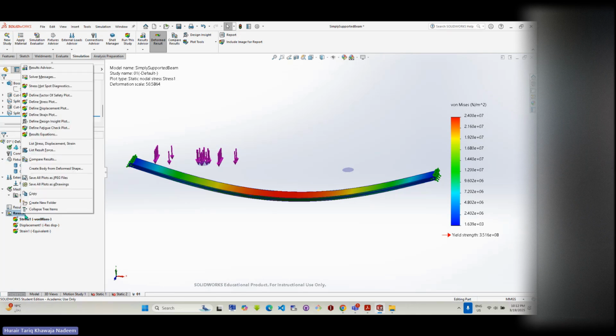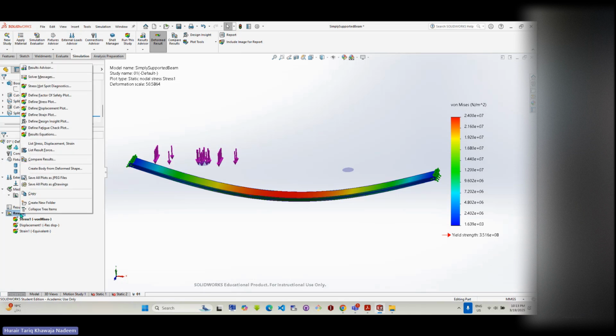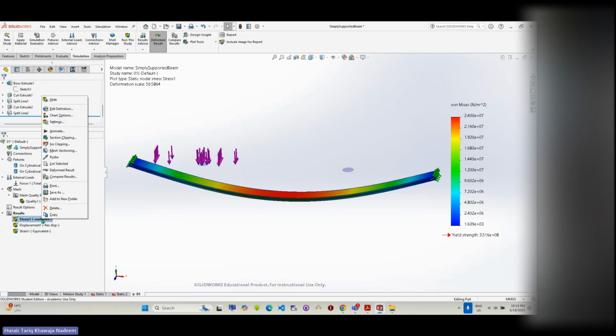So how can we go and change the deformation? You can come over here. How can we go and get the accurate one? You can come over here to this side, and there is an option: edit definition, add chart options and settings. You can click on any of these three. They all come in the same box.